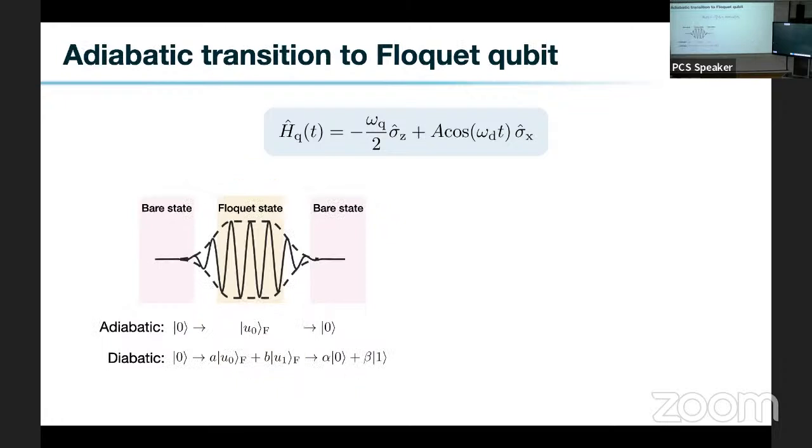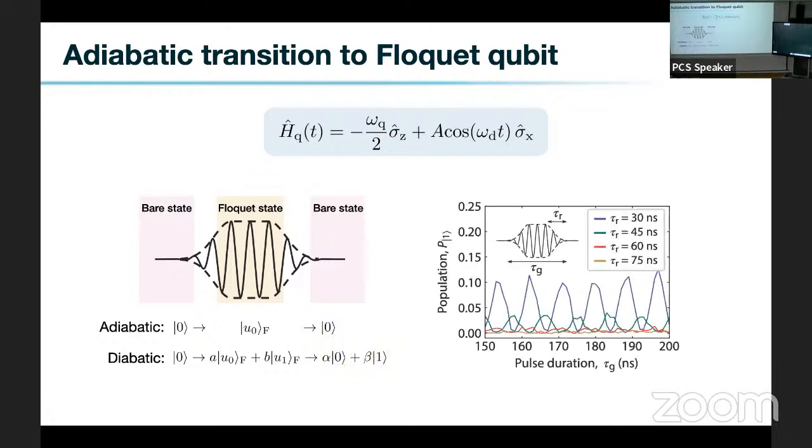So the simple scenario is like this. At first, I prepare the initial state as 0. And if this ramping process follows the adiabatic process, then it will be mapped to U0 and it will go back to the 0 state, right? And if the ramping time is too short, then this becomes a diabatic process, and there is a possibility to transit to another level. So it becomes a superposition between the U0 and U1 basis, and after that, there is a leakage to the 1 state. So experimentally, I measure the leakage to the excited state.